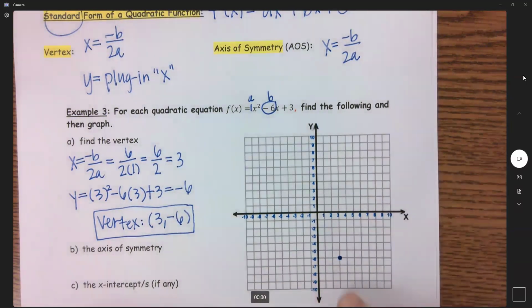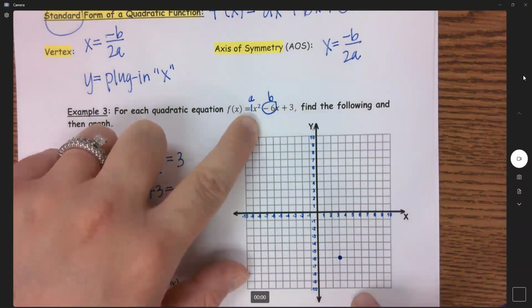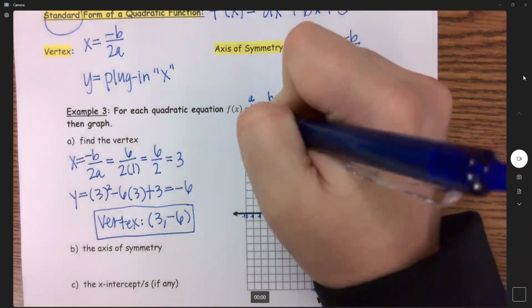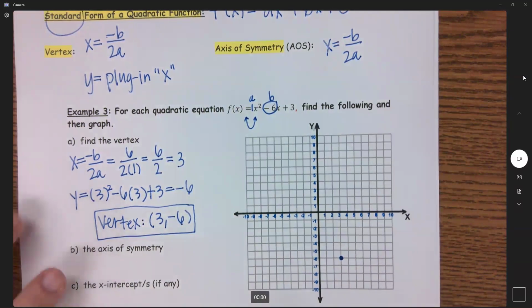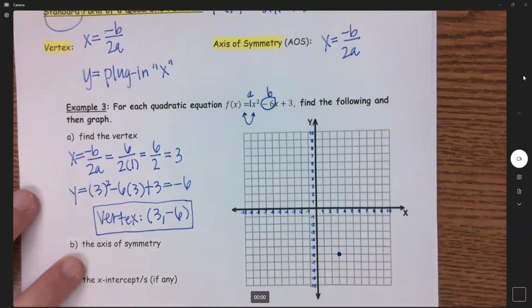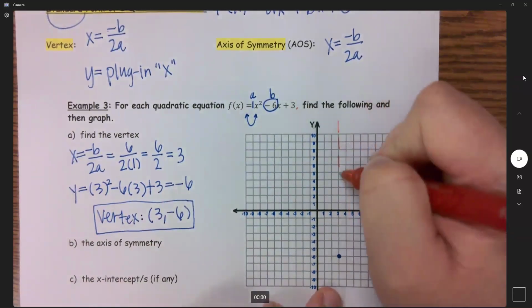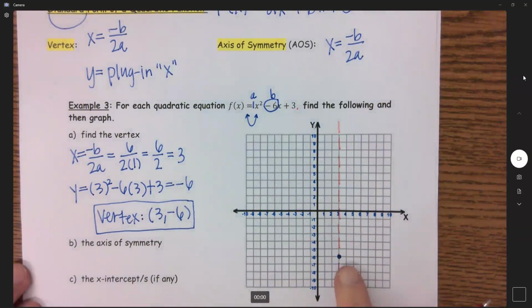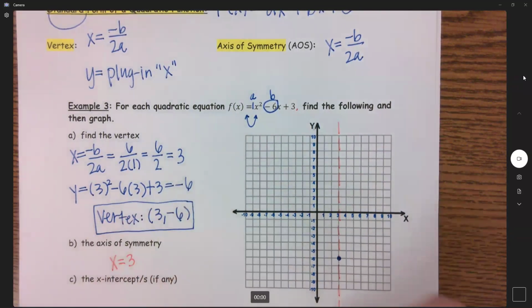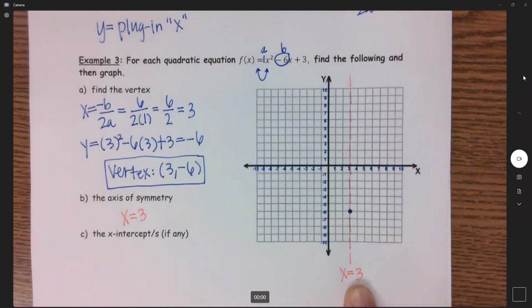And this one's pretty low, but because my a is greater than 0, it's positive. I do know that this parabola here is going to open up. So that should be the lowest point on my graph. So the axis of symmetry is x equals your x coordinate. And you can see it's my dashed lines here representing an imaginary line. It's going through that vertex at the equation x equals 3. So dashed lines on our graph, and then we will label it on our graph.